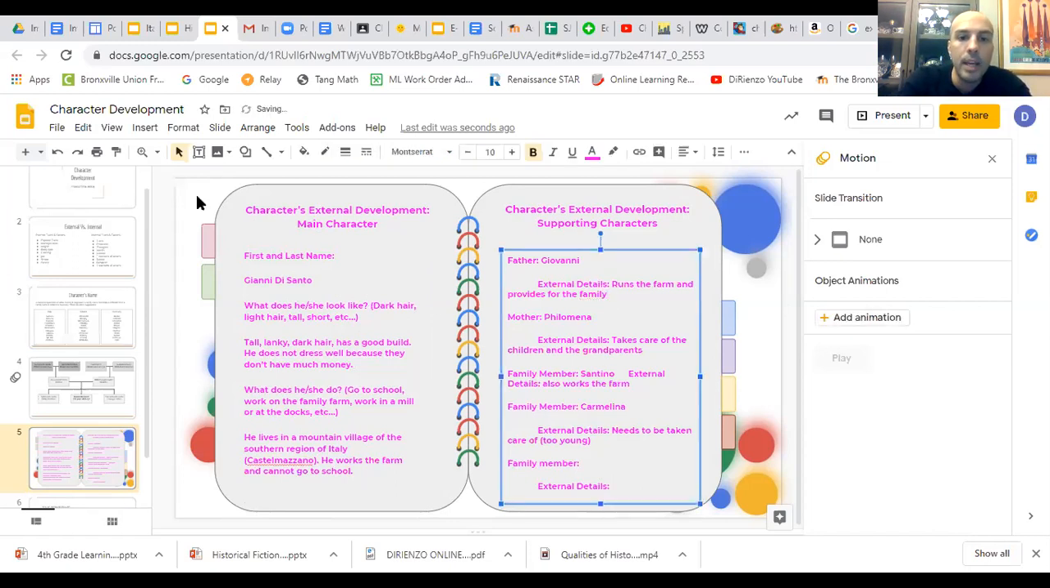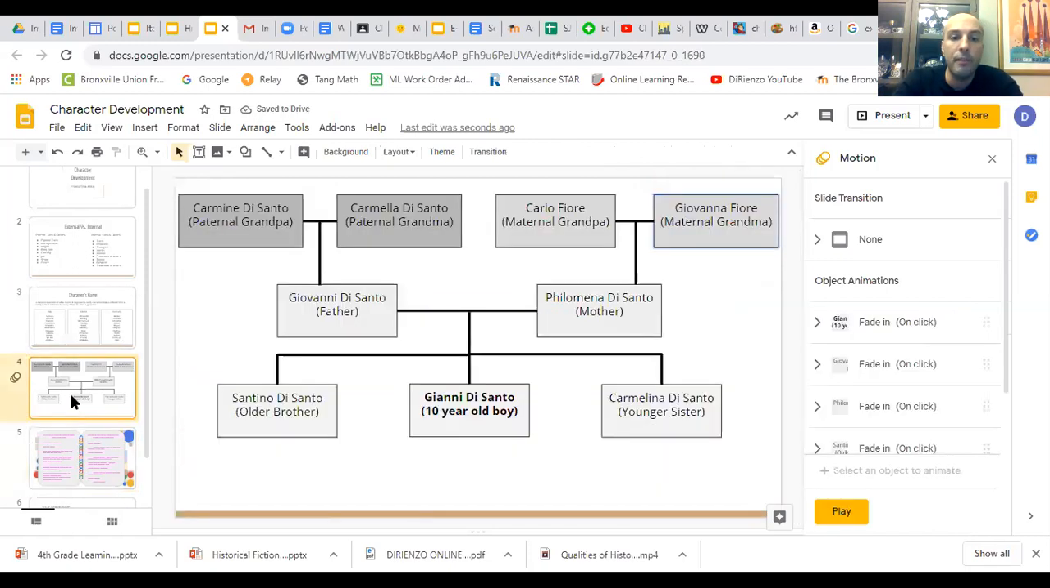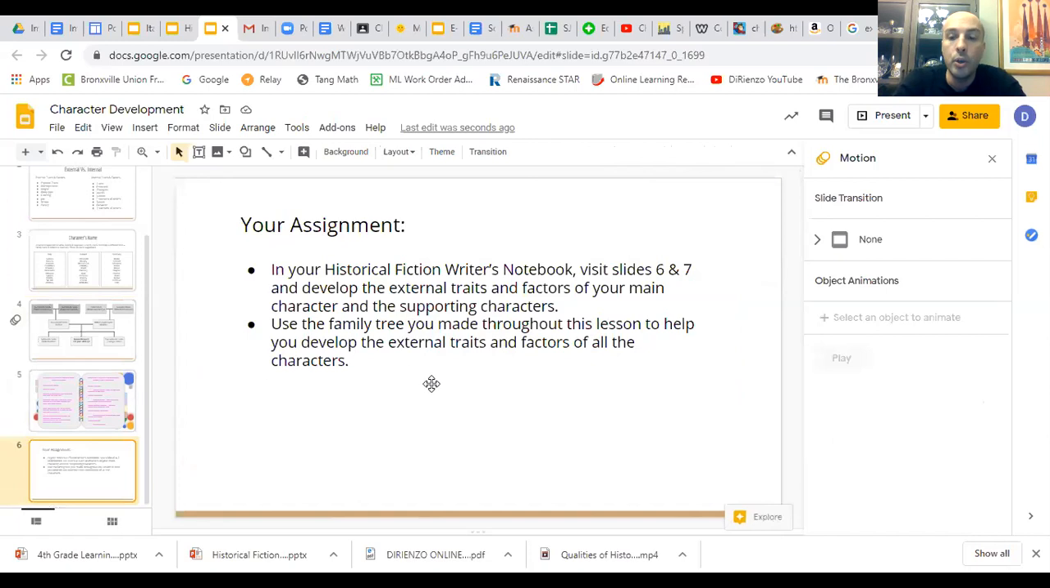Okay, so now that I have built my family tree, after you have built your family tree, you're going to be ready to go into your new historical fiction e-writer's notebook, and this is your assignment for today. I want you to visit slides 6 and 7 and develop the external traits and factors of your main character and the supporting characters. Use the family tree you just made throughout this lesson to help you develop those external traits and factors of all the characters, okay?